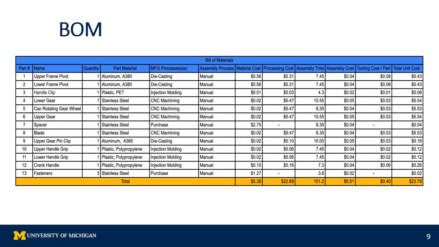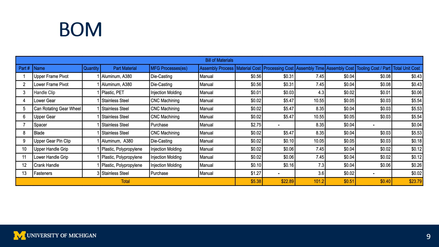Here's our bill of materials. To calculate the cost of the components, we assumed an annual production rate of 500,000 units per year. Material, processing, and tooling costs were determined using similar parts found on custompart.net. The assembly cost was calculated based on the assumption that the work would be done in the United States with an $18 hourly pay rate.